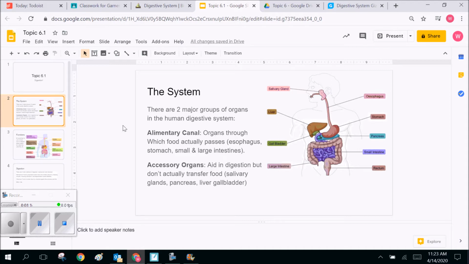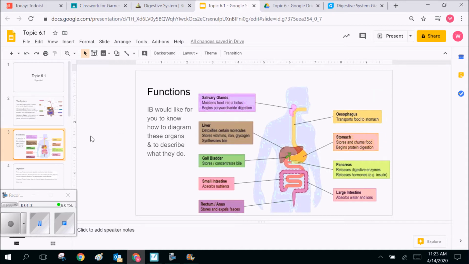Anyway, and then there are accessory organs, which are not like handbags or shoes. They don't actually transfer food, but they do provide all of the wonderful juices that the food will be digested in, which you guys will be looking into in greater detail later on. Aren't you lucky?